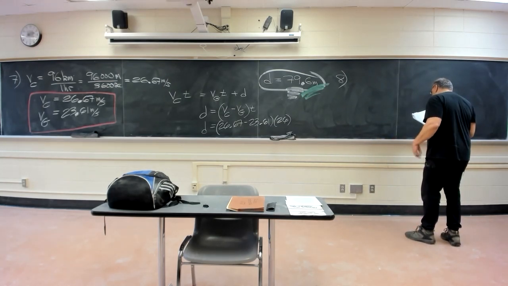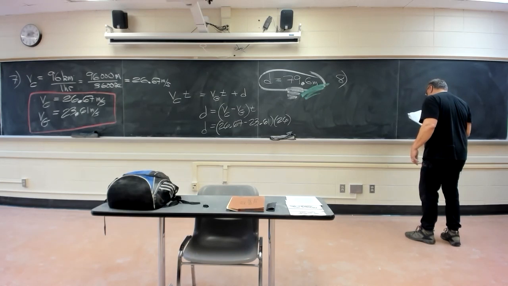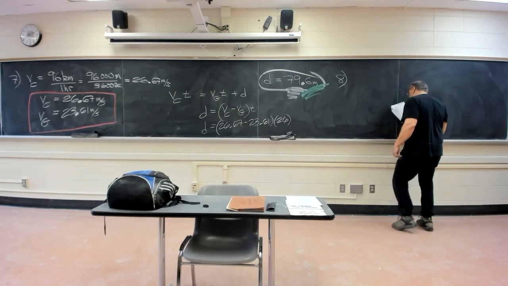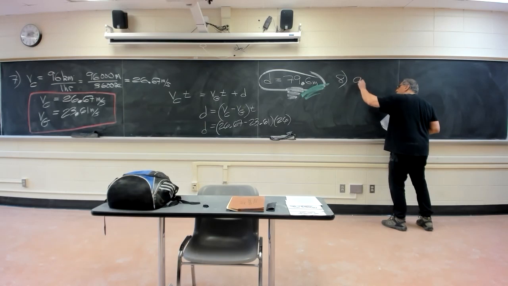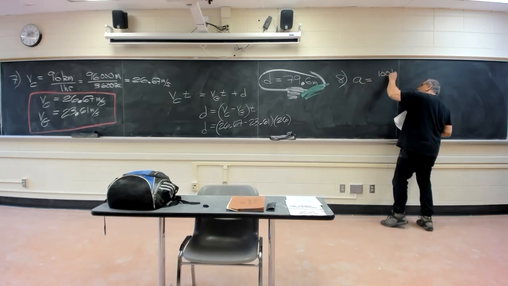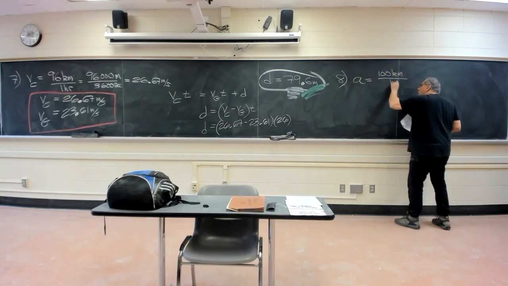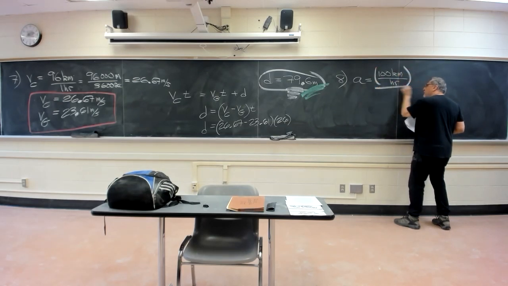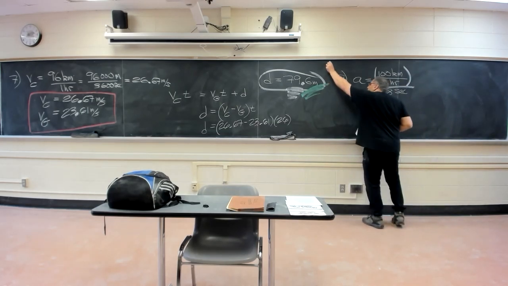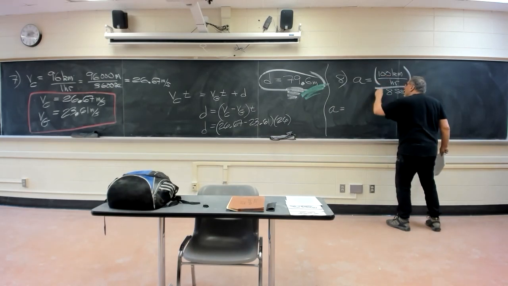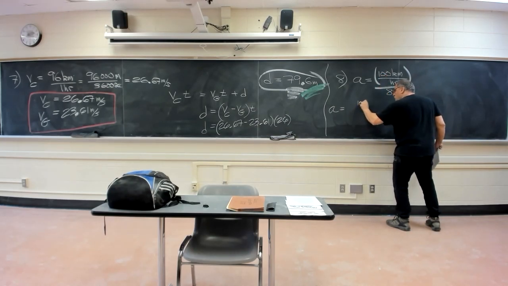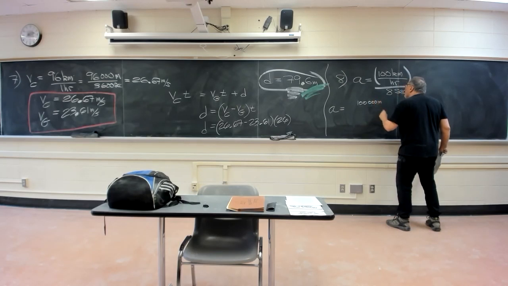For number 8, a European sports car dealer claims that his product will accelerate at a constant rate from rest to 100 kilometers per hour in 8 seconds. Well, the acceleration is going to be 100 kilometers per hour per 8 seconds. Okay, there's a little bit of conversion that's got to go on here. 100 kilometers on the top is 100,000 meters per hour.